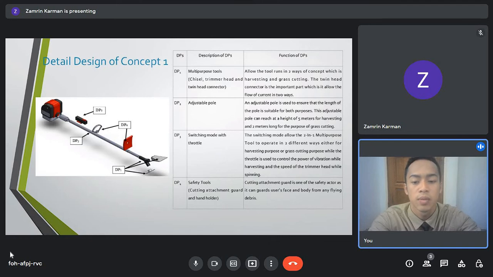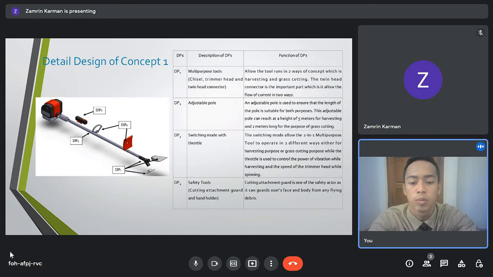This is the detailed design for concept 1 in terms of design parameters. In this concept, there are 4 DPs. The first is the multi-purpose tool that runs in two ways, which are harvesting and grass cutting. The second DP is the adjustable pole, to ensure that the length of the pole is suitable for both purposes.